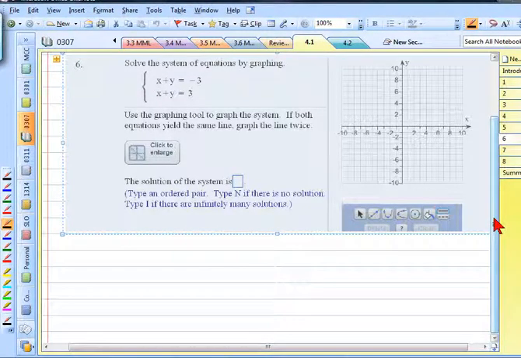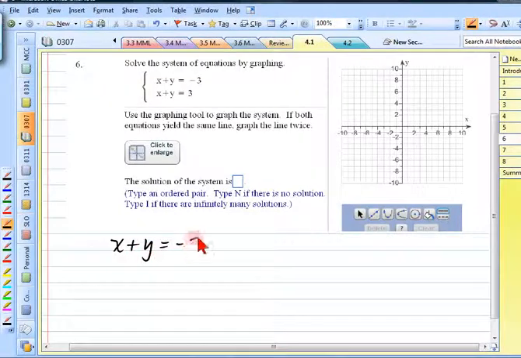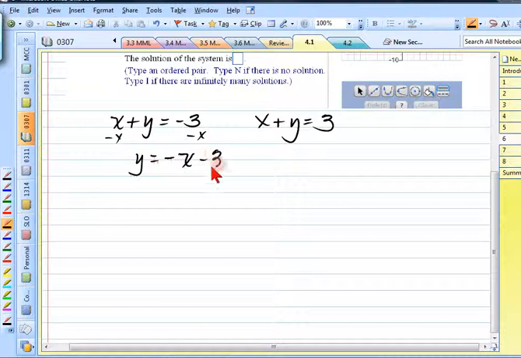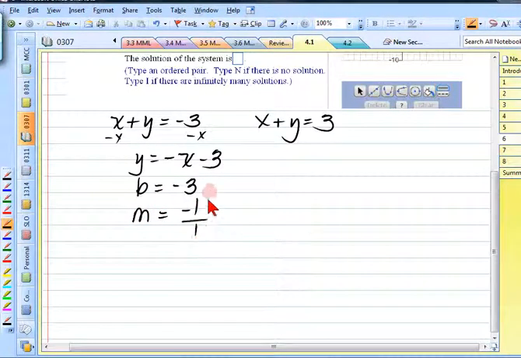Let me shrink that one more level. The next one, this is number 6. It asks you to solve the system by graphing that has x plus y equals -3 and x plus y equals +3. Slope-intercept: subtract x, and y is equal to -x minus 3. Where will I begin? At -3. My slope is -1, so I put -1 over 1, which is down 1, right 1.